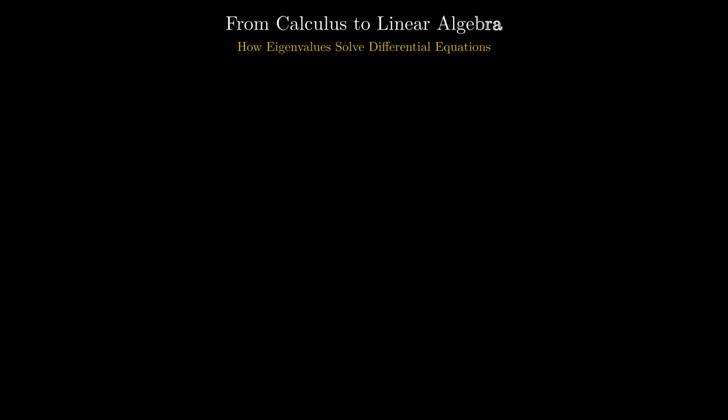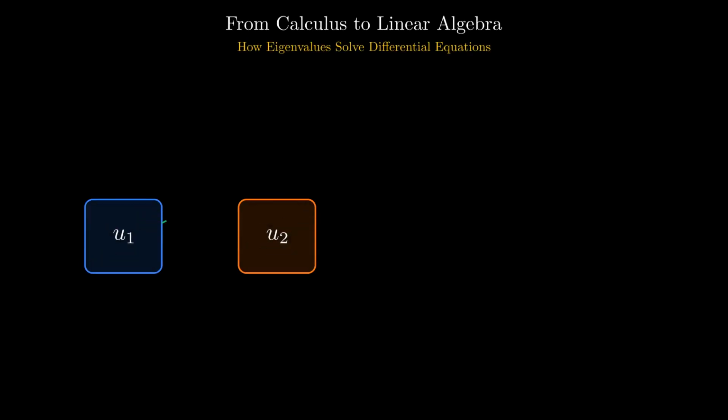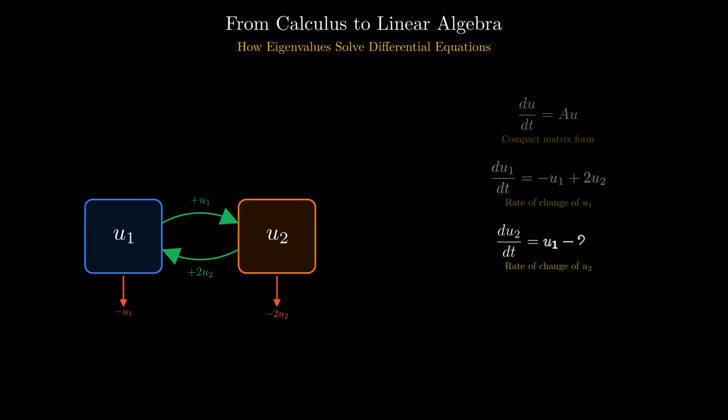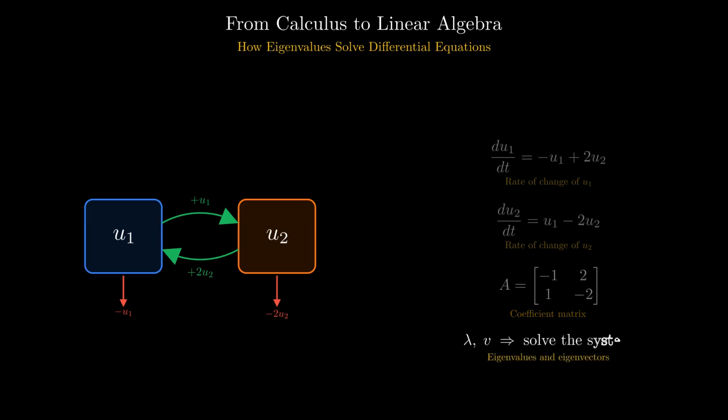Two quantities trade back and forth. U1 pumps into U2 and U2 pumps back into U1. The system obeys the differential equation du/dt equals A times u, where A is the matrix with rows -1, 2, and 1, -2. You might expect messy calculus. Instead, just two numbers and two arrows, the eigenvalues and eigenvectors, will tell you the entire future of this system.